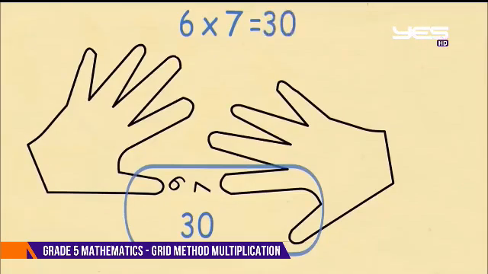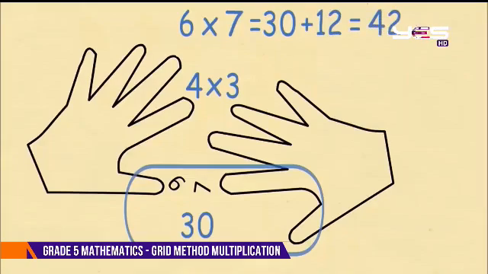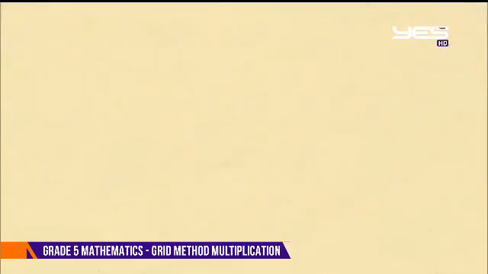Now we count the fingers which are above the fingers which are touching. On the left hand we have 4, and on the right hand we have 3. We multiply these. 4 times 3 is 12. So we add 30 and 12 to get 42. And in fact, 6 times 7 is 42. So it's a pretty neat trick.